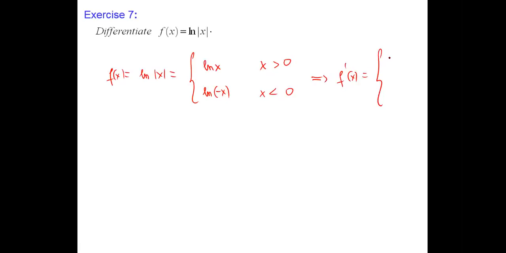Derivative of ln of x is just 1 over x. Derivative of ln of negative x is 1 over negative x times negative 1, because it's an inner function. That means 1 over x. We can see that for x greater than 0 and less than 0, it doesn't really matter what the value is, the derivative is always 1 over x. And this is the nice proof.